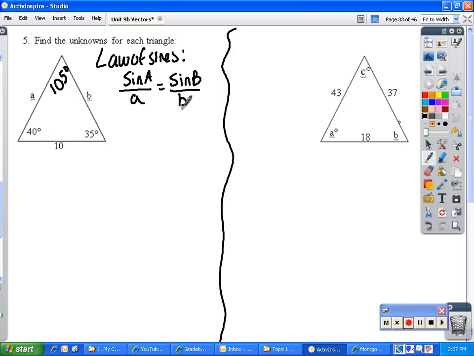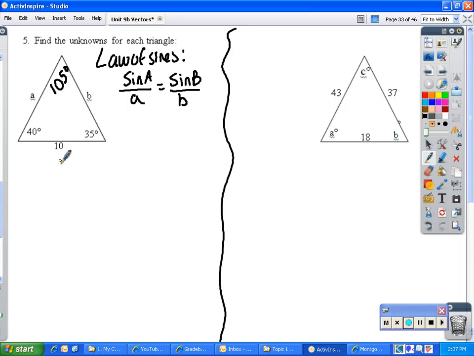And you're allowed to use this law whenever you have one complete ratio. So what I do when I look at my triangle is I say, do I have an angle and the side opposite that angle? Here I have an angle, I don't know the side. Angle, I don't know the side. Angle, and I know the side. If that happens, then you're allowed to use the law of sines. So we're allowed to use the law of sines here.